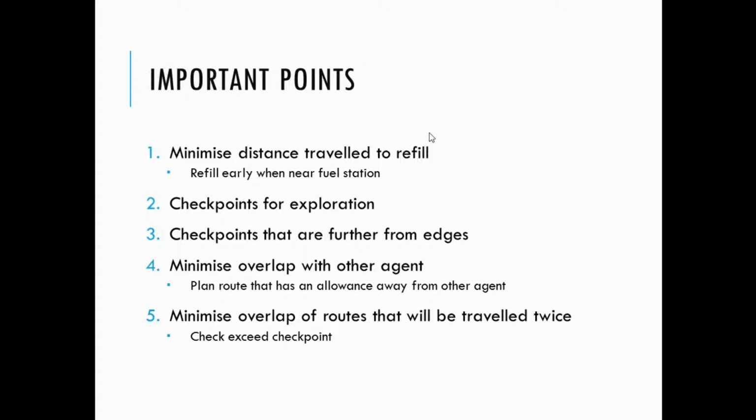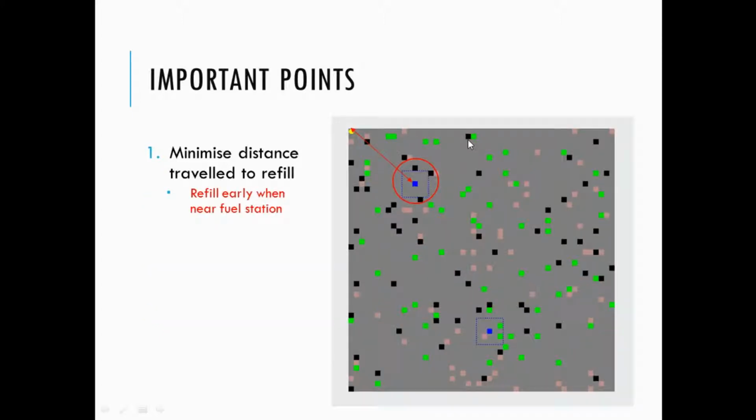Some important considerations were to minimize distance to refill and also to maximize places explored. Minimizing the overlap with other agents and routes will allow the agent to maximize exploration. The agent will minimize distance traveled to refuel by refueling early when it is near the fuel station.